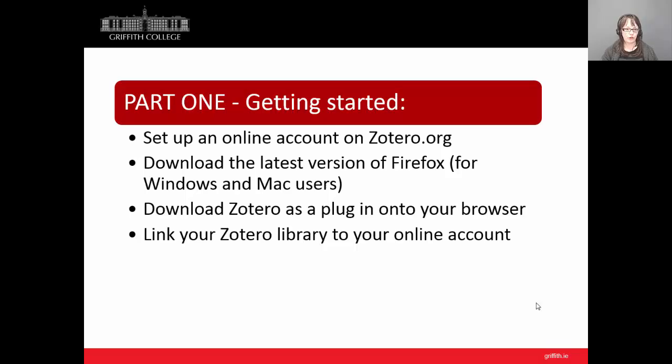So the first thing we're going to do is look at just basically getting started with Zotero. We're going to set up an online account. Then we are going to download the latest version of Firefox, which is really important, okay? I would say you can use a standalone version on Chrome, or you could also use a Safari plugin as well. But from my experience dealing with students, it really is better using Firefox.